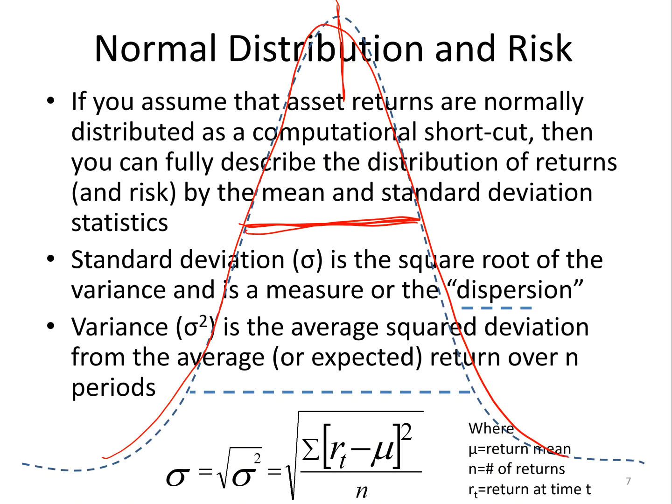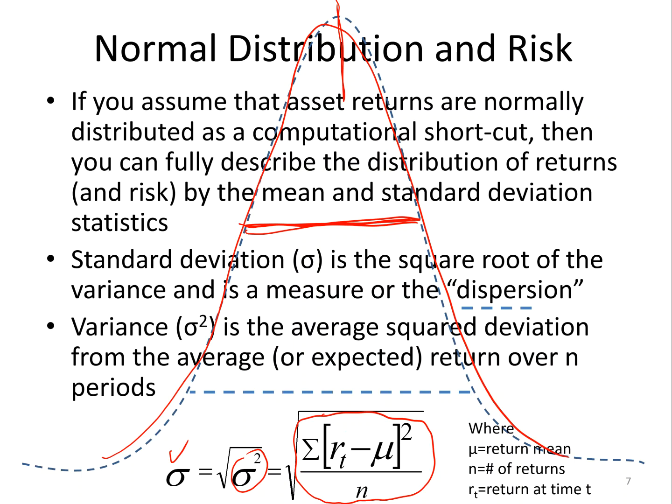So how do we calculate the standard deviation? It's going to be the square root of the variance. We're going to write standard deviation as the Greek letter sigma, and variance as sigma squared. So standard deviation is the square root of the variance. Now variance is what I've written here under the square root symbol. The variance is going to be the average squared deviation from the mean.